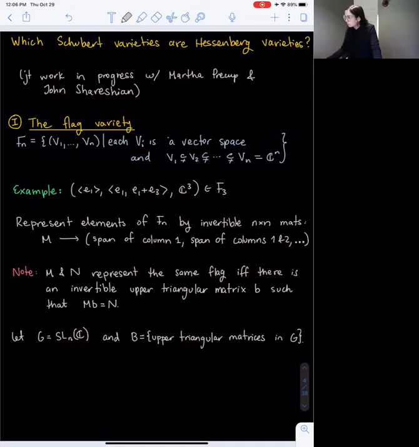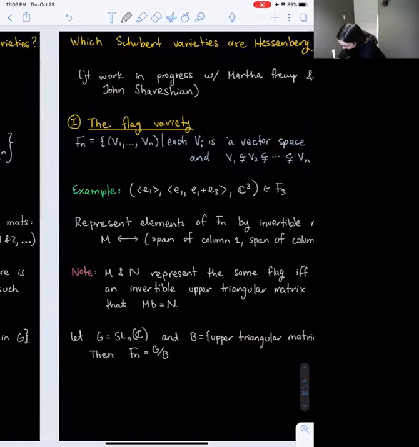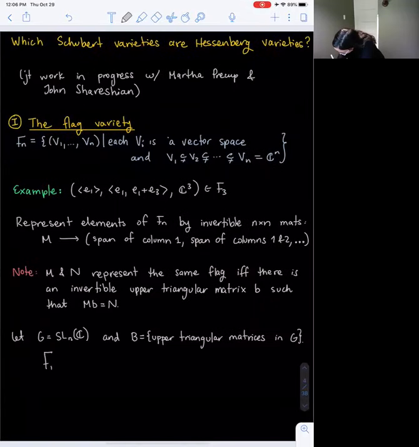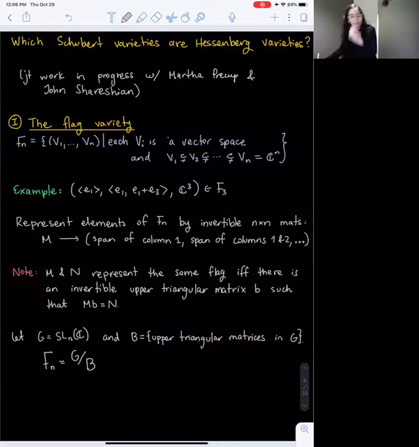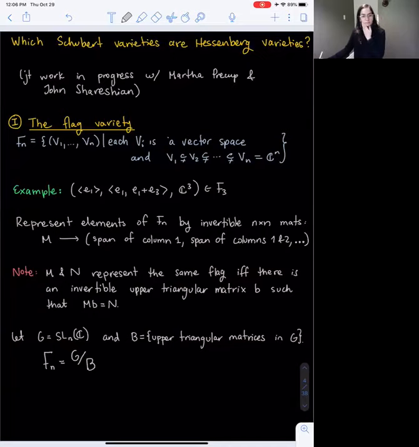With that description in mind, if we let our group G be the special linear group, and we let B be the subgroup of upper triangular matrices in G, then we can describe the flag manifold. The flag manifold is going to be G mod B. So we can think of the elements of the flag manifold or the flag variety as cosets. Of course, I'm calling it a variety, and I'm not going to go too deep into why it's a variety. Here I'm describing it as a set.